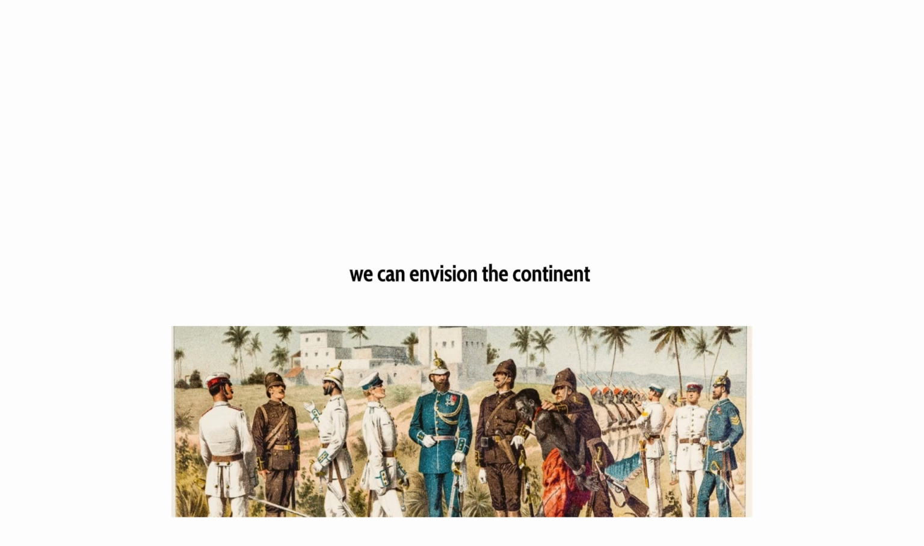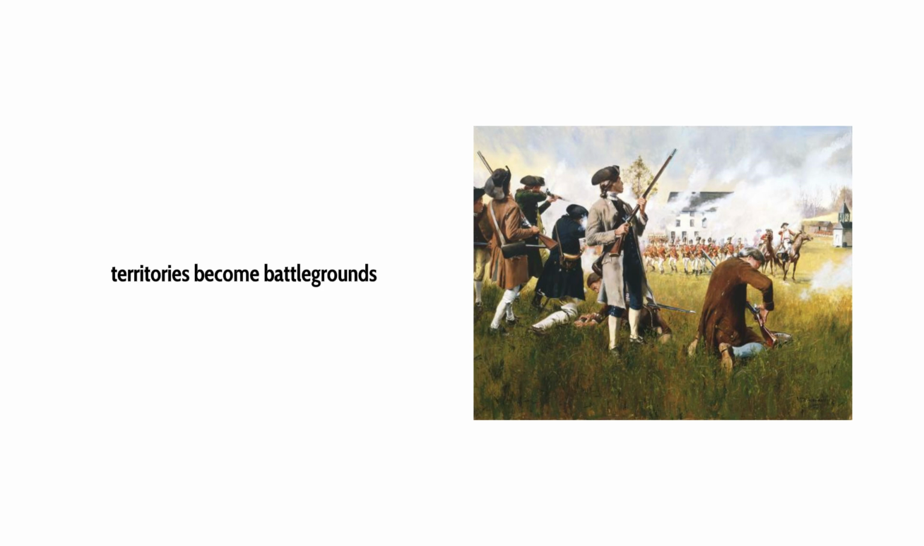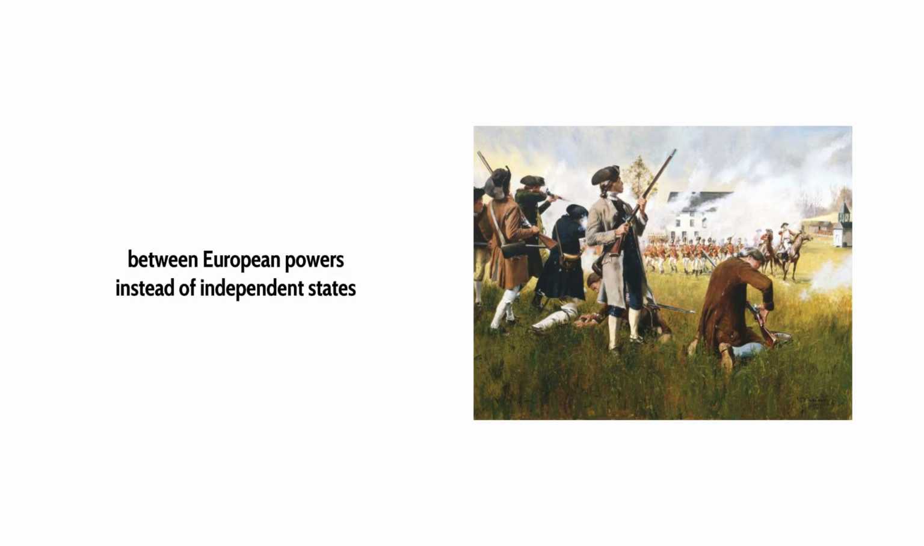Without the American Revolution, what does the landscape of North America look like? We can envision the continent largely dominated by colonial powers. Britain maintains its grip on the eastern seaboard, while France and Spain vie for control of the West. The borders we know today are drawn differently. Territories become battlegrounds between European powers instead of independent states.